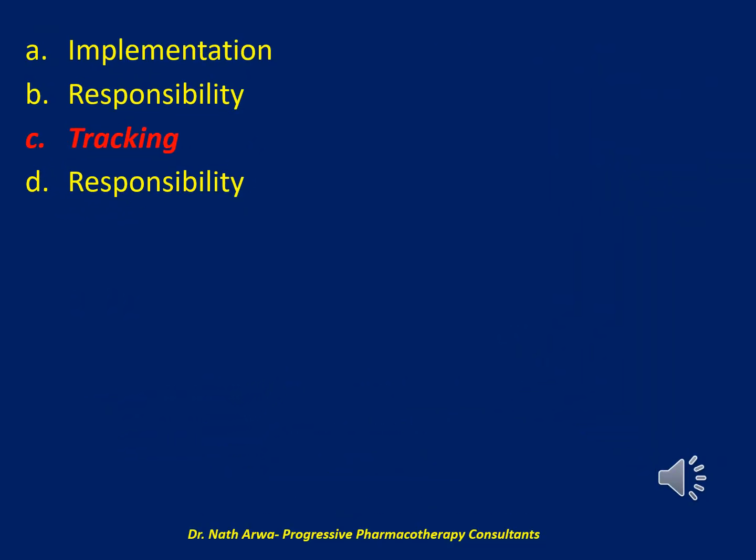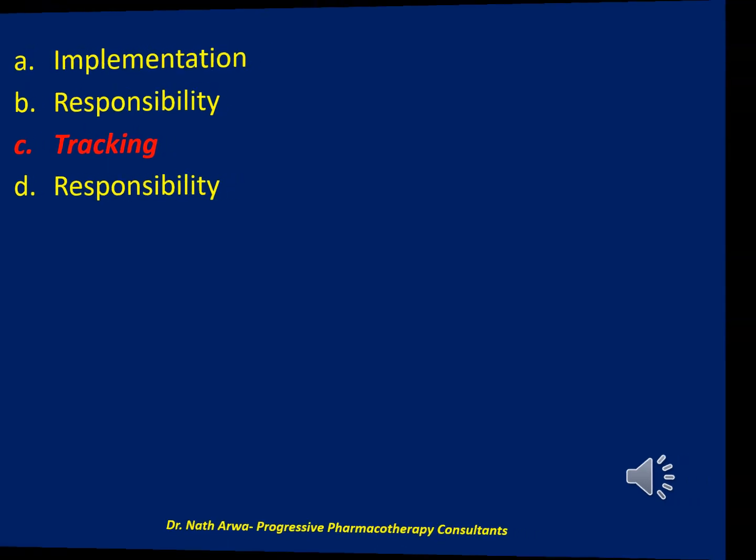And the correct answer is C. tracking, and I will tell you why. The CDC core elements for acute care hospitals are accountability, leadership, action, drug expertise, tracking, reporting, and education. Please advance to the next question.